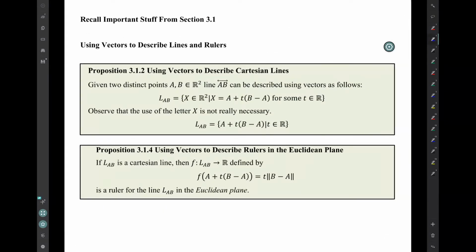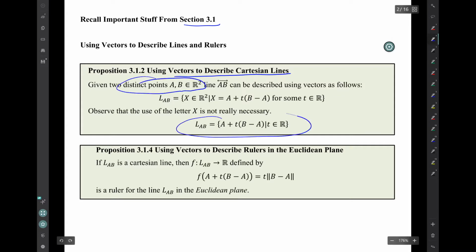Let's start by recalling some important stuff from section 3.1. In that section we learned to use vectors to describe lines and rulers. We could describe Cartesian lines this way. Given 2 distinct points in the Cartesian plane, line AB is this set. We take that symbol A and we put it here and here. We take that symbol B and we put it here, and we put a parameter t there. So that's a quick way of building a description of line AB. That can be done in the Cartesian plane.